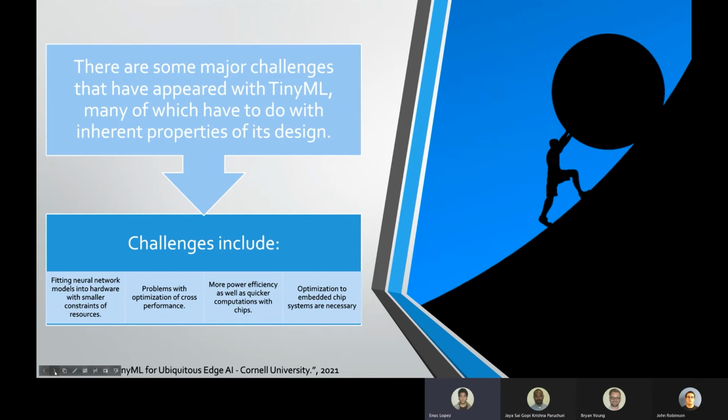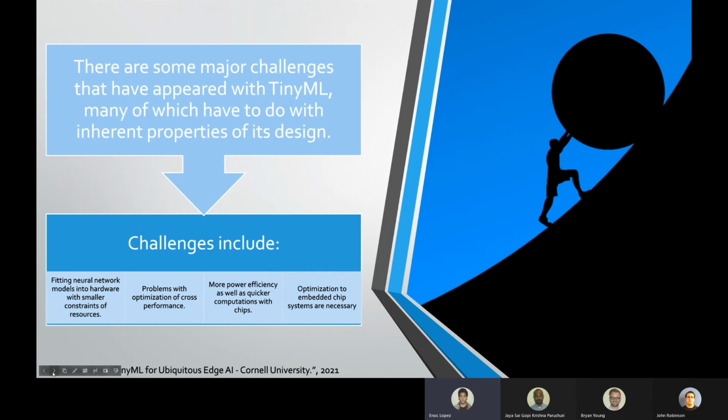There are some major challenges that have appeared with TinyML, just like with anything else. Many of them have to do with inherent properties of its design, just like with many other new technologies. Some of these challenges include fitting the neural network models into hardware with smaller resource constraints, such as a microcontroller, which of course doesn't have as many resources and as much power as a larger CPU and many other devices that we have.